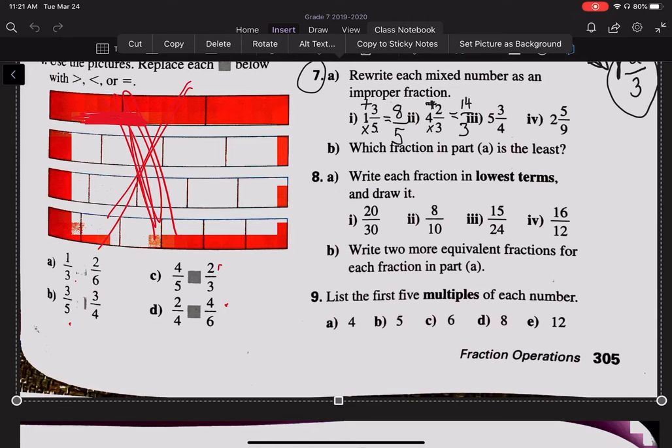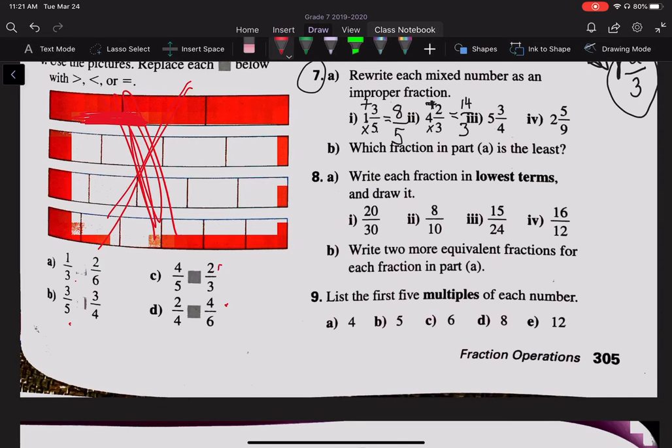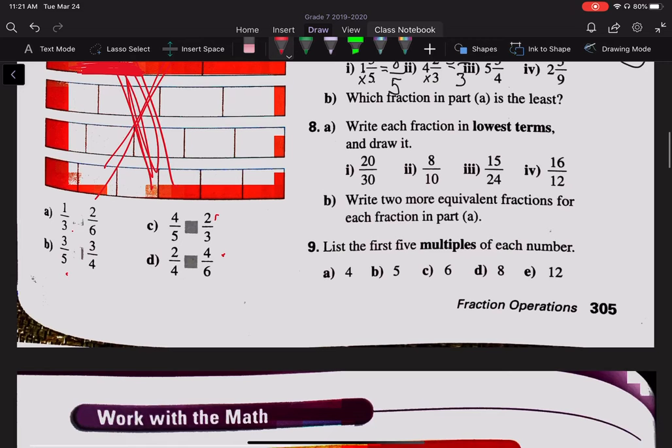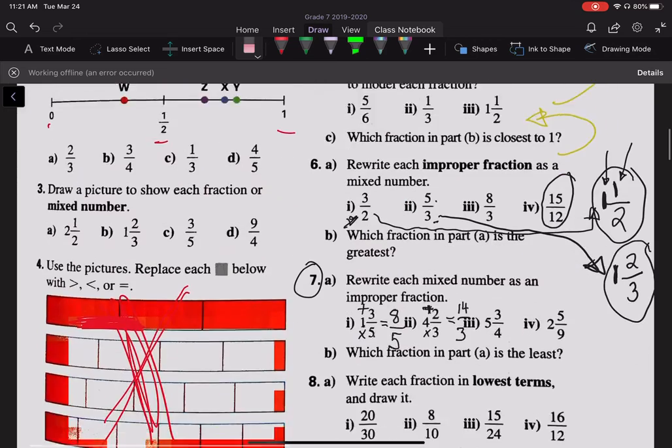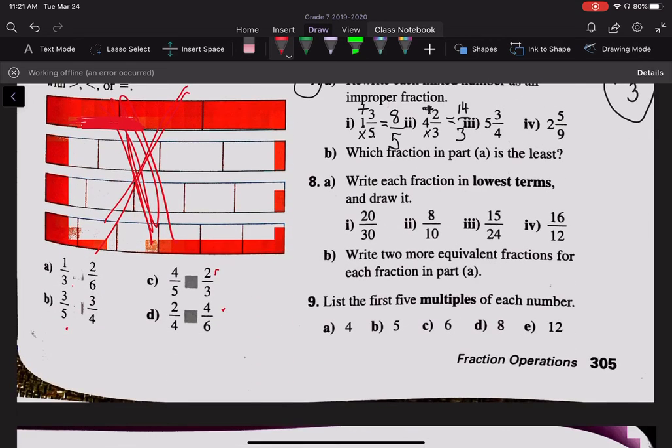So I would like to take up question number 8, just because this is a very, very important concept, which is reducing fractions to their lowest term. If we look here, question number 8, you look at the 20 over 30. And if we look at 20 over 30, we have to ask ourselves, what are those two numbers divisible by, and how can I reduce it to the lowest term?